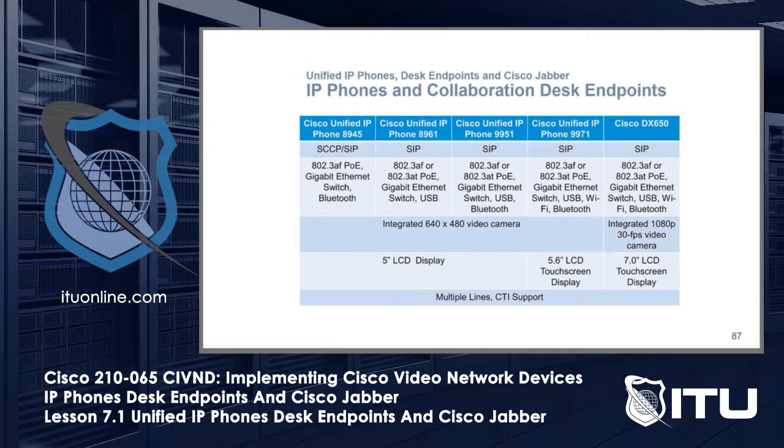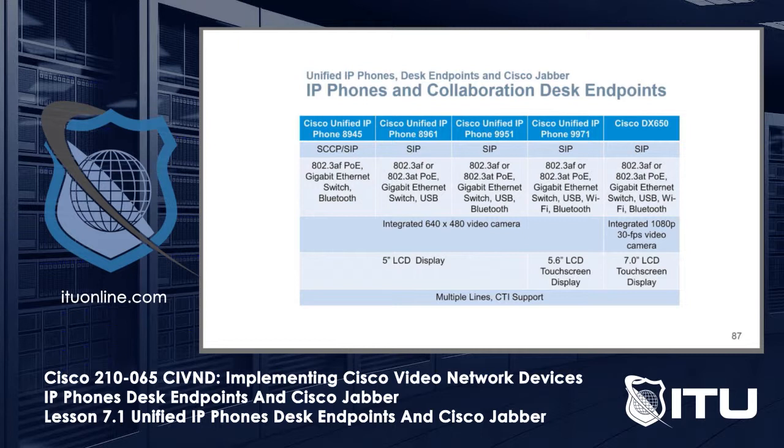So the 9971 does 802.3af or 802.3at PoE, which is the newer standard, and gigabit Ethernet. It has Wi-Fi capabilities built into it, as well as Bluetooth capabilities. So this is kind of your workhorse phone. It's really the higher end, minus your DX650, which is a TelePresence-enabled endpoint. This is a much more robust phone than you would see with, say, the 9951 and below.